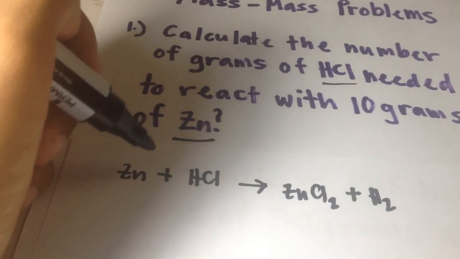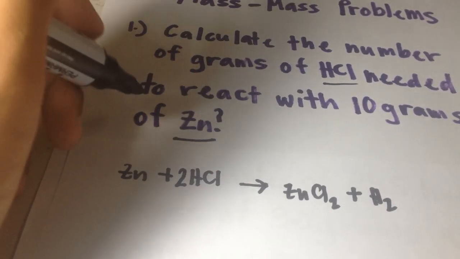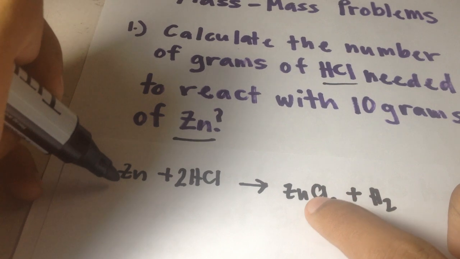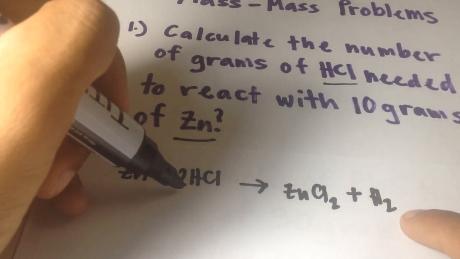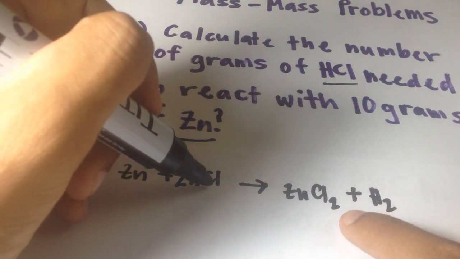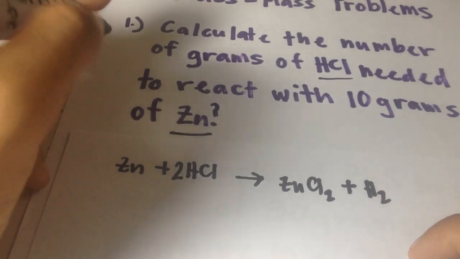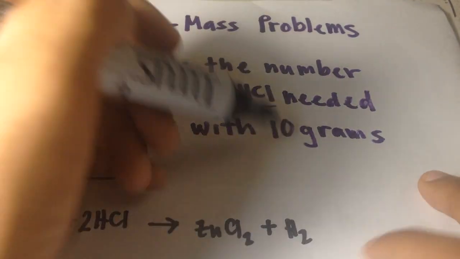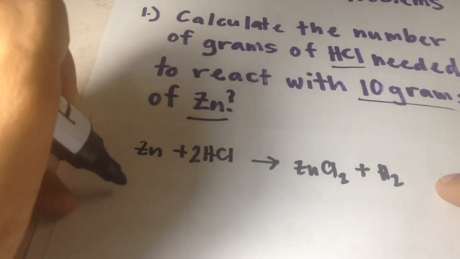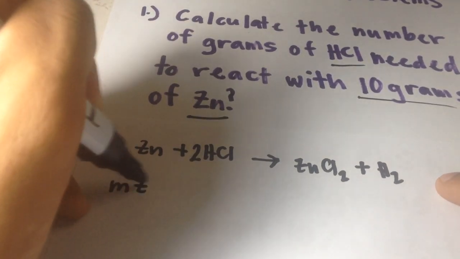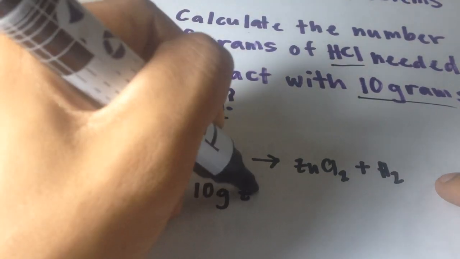So we need to balance it. So let's put a 2 coefficient here. So zinc has a 1 subscript, hydrogen gas has 2 subscript, and chlorine gas has 2 subscript too. So it is perfectly balanced. Then we have 10 grams of zinc. So mass of zinc is equal to 10 grams of zinc.